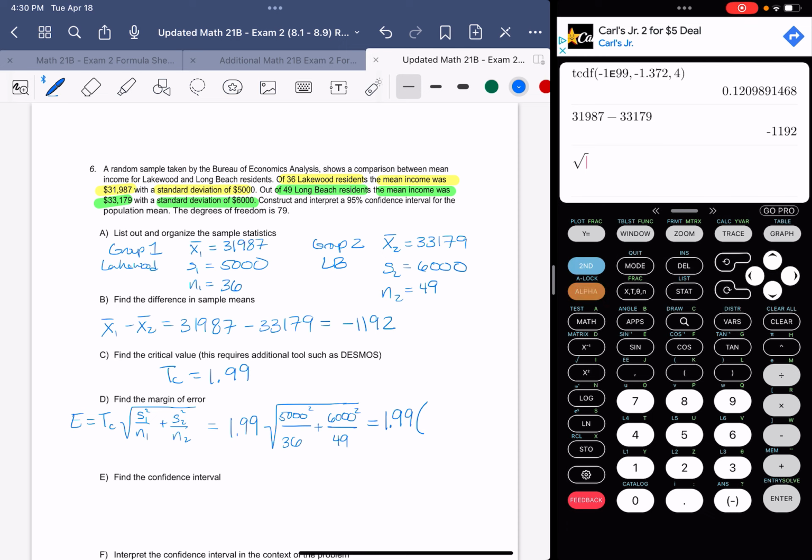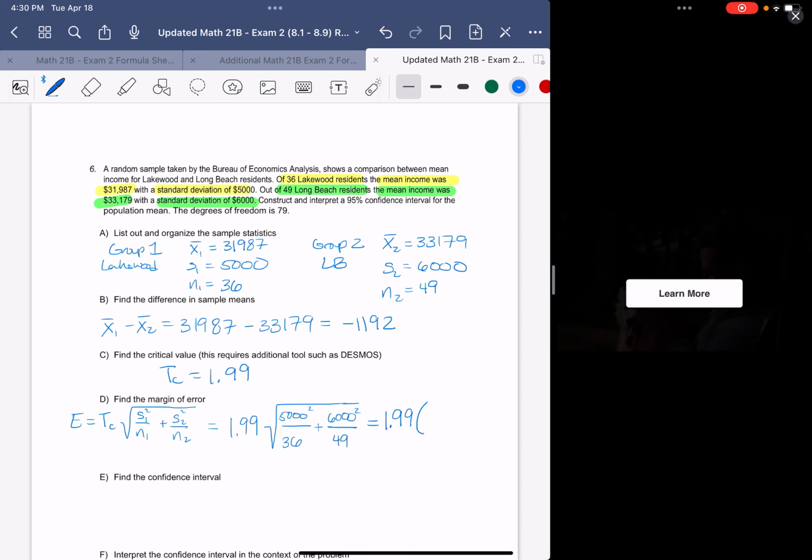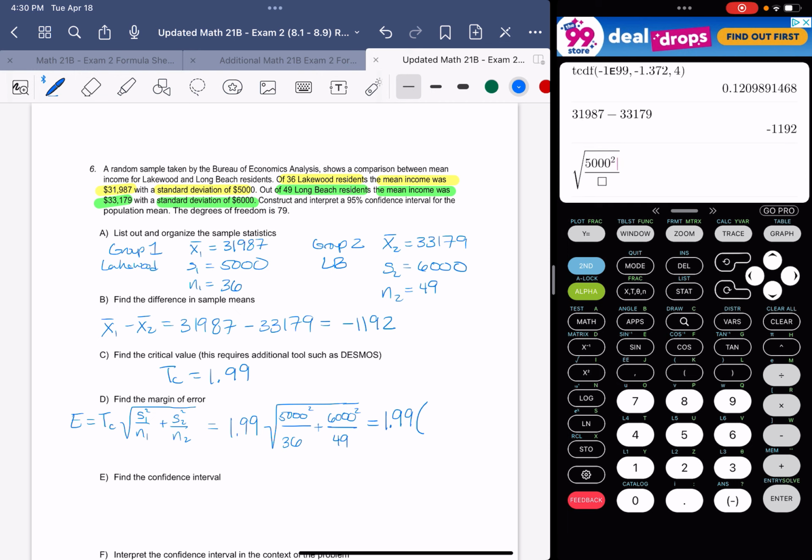So the square root of 5,000 squared over 36 plus 6,000 squared over 49. You get 1,195.466. I rounded that to 3 decimal places.